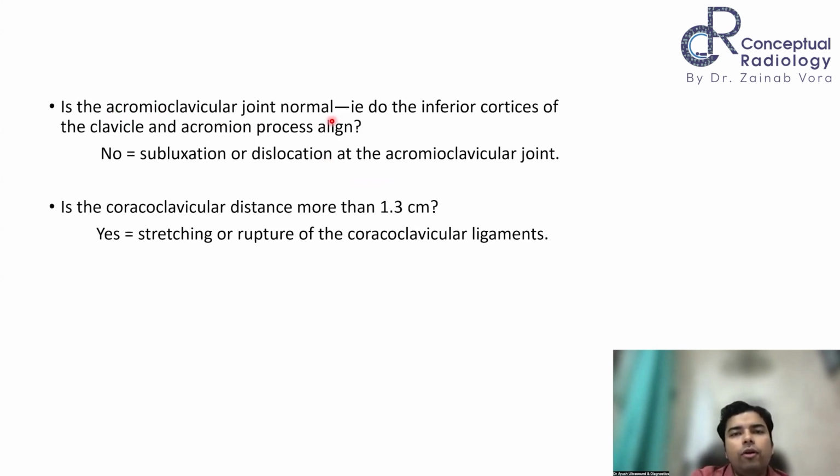Again, the acromioclavicular joint, whether it is normal. So if the inferior cortices are not aligning, that means there is a subluxation or dislocation at the acromioclavicular joint. And the coracoclavicular distance, if it is more than 1.3 centimeters, that means there is stretching or rupture of coracoclavicular ligaments. I'll discuss these again.